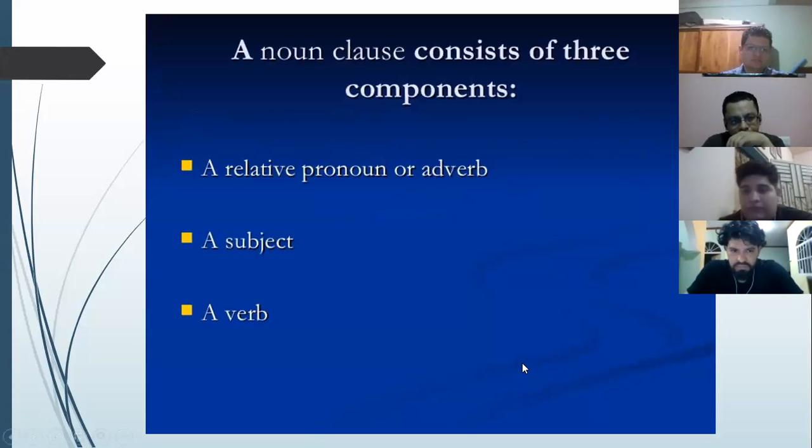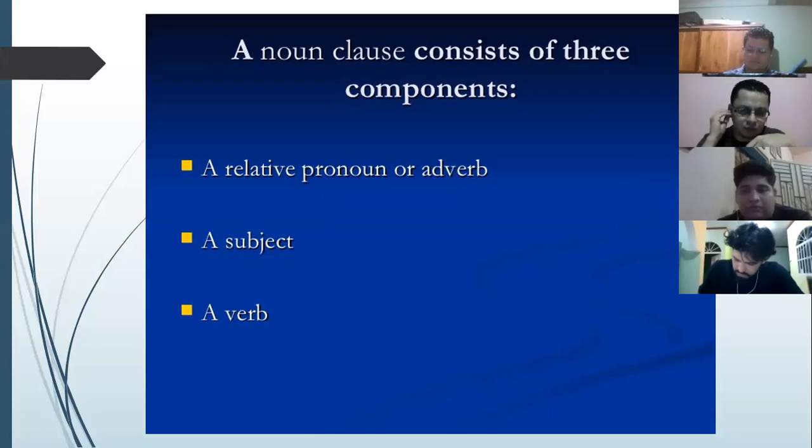Now, a noun clause consists of three components, all right? Edwin, do you mind reading, please? What are the three components that we need to look for? Your microphone, Edwin. A relative pronoun or adverb, mm-hmm. A subject, yes. A verb.